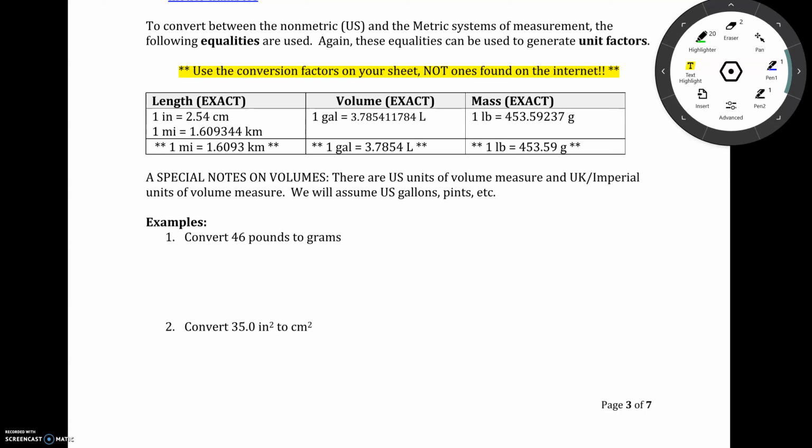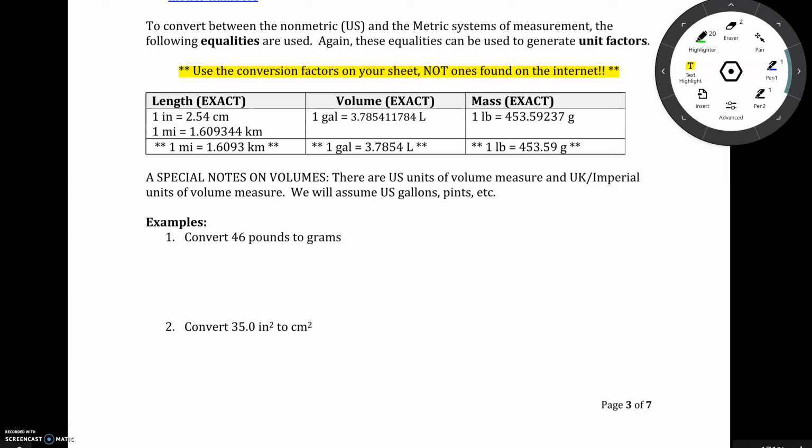Something else to note about volumes, if you look on the internet, you might find different equivalencies between gallons to liters. Some of them are quite significantly different. The reason why is there's actually 2 different types of gallons in the world. There's US gallons, which we've included the conversion factors for, and there's also UK or imperial gallons, which are slightly bigger. So when we're talking about gallons, pints, quarts, we're talking about US gallons, pints, and quarts, and not UK ones. So you will see other conversion factors around on the internet. That's, again, another reason why it's important that we use our conversion factors on our conversion factor sheet for our worksheets and for our tests.